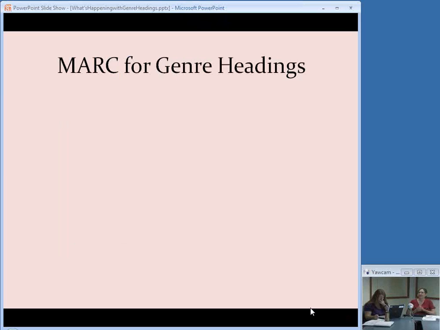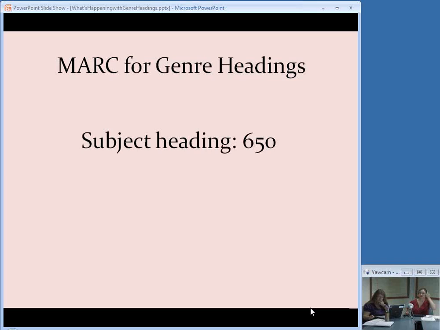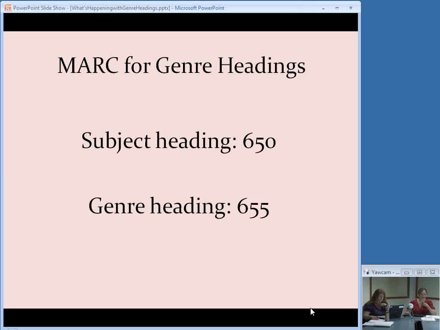Okay, I did say not too much MARC, but we are going to have a little bit of MARC coding here, just to cover what the correct MARC tags to use for genre headings are. And again, this is another area where you primarily think of it in terms of how it's different from subject headings. Topical subject headings go in a 650 tag, and genre headings go in a 655 tag. Now this is not a change from how it's been done.